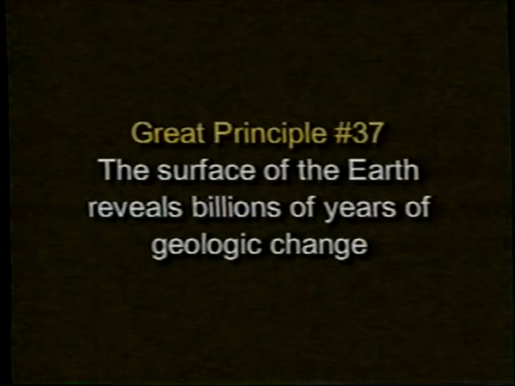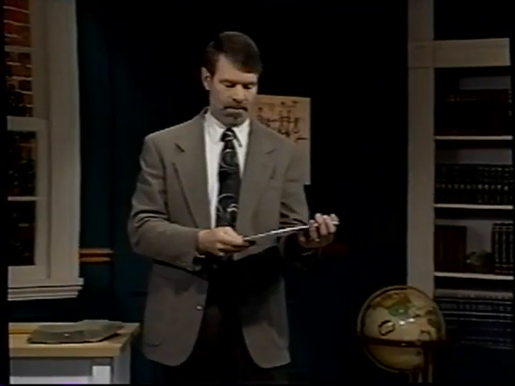But most of all, we're going to explore the great principle that the earth shows billions of years of gradual change. In Lecture 37, I'm going to examine the nature of the change that occurs on our dynamic planet. And I'm going to divide the lecture into 2 parts. First of all, I'm going to begin by telling you about 2 of the most violent and destructive events that can occur on Earth's surface, that is, earthquakes and volcanoes.